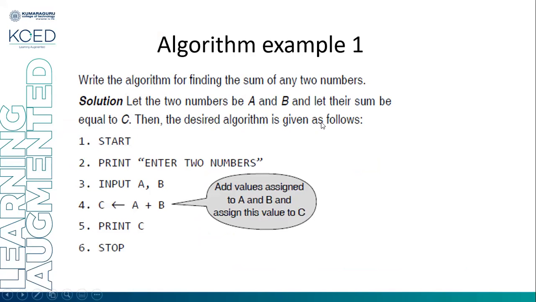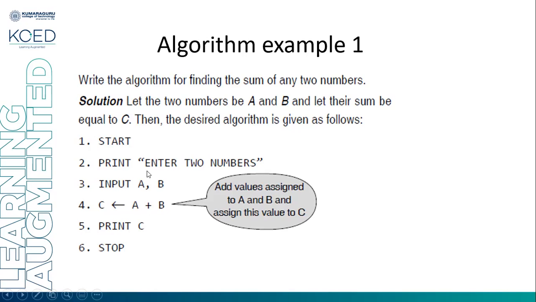The desired algorithm is given as follows: one, start; two, print "enter two numbers". Third step, input is the keyword to receive input from the user, a and b. So this will enter the values for a and b. Then the calculation part: the assignment statement we discussed in the operators, c equal to a plus b.